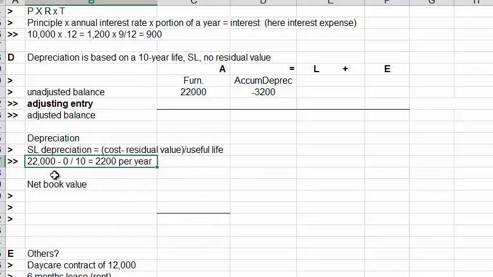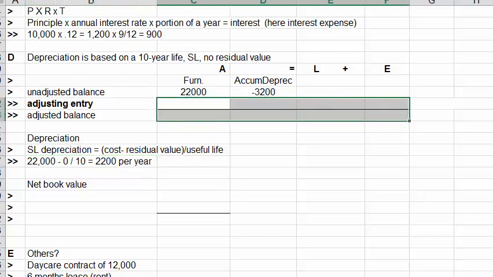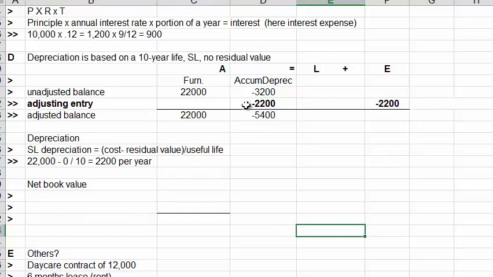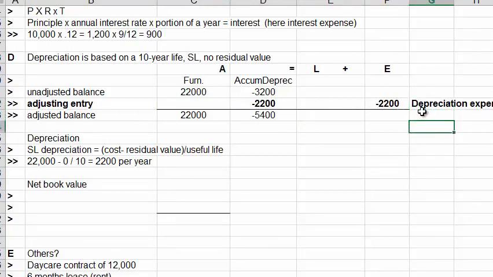So doing the math, the numerator, 22,000 divided by 10 years would give us 2,200 per year. We've owned the equipment for the entire year 3, so our depreciation expense should be 2,200. We decrease assets, we decrease equity, and the actual temporary account title would be depreciation expense.